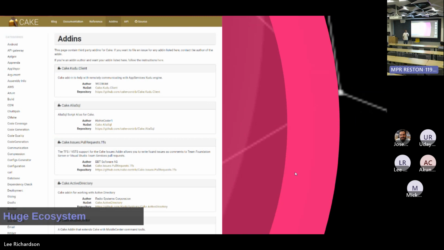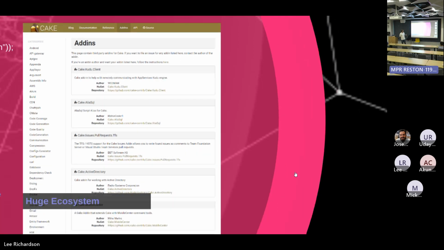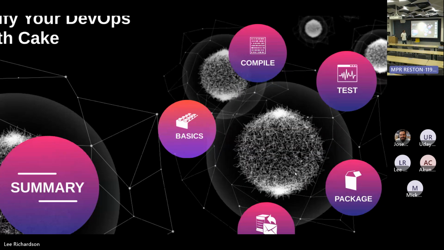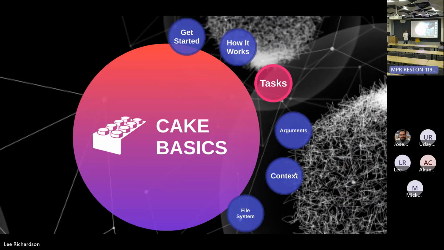Add-ins. It has add-ins, and it has a lot of them. If you want to do Kudu, or something with pull requests and TFS, or integrate with Active Directory, and on and on. The list of plugins is huge, and they have a facility where if you create a plugin and publish it, it'll go up to NuGet. So all of the Cake plugins live in NuGet. Pull them down, and I'll get into that in more detail. But that's a high-level overview of Cake. Let's get into some more of the details.